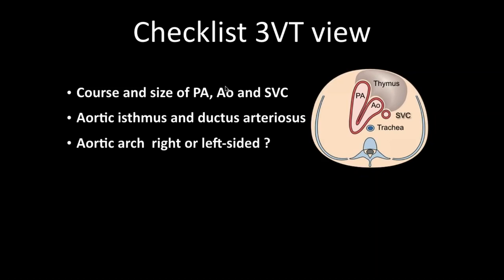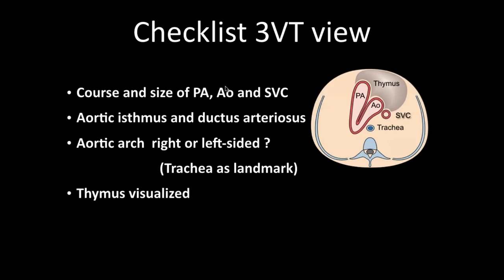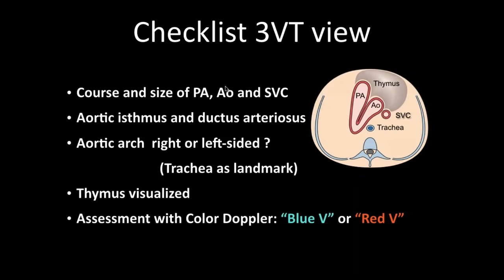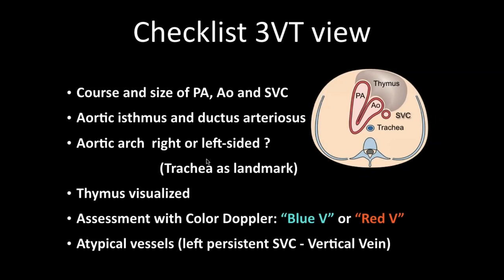Is the aortic arch right-sided or left-sided in relationship to the trachea? Do we see the thymus gland? And as we add color Doppler, what direction of flow do we see? These are all important things. And do we have extra vessels? Do we have a fourth vessel at the level of the three-vessel trachea view? And is this a persistent left superior vena cava? Or is this a vertical vein, as I will show you, from an anomalous pulmonary venous return?